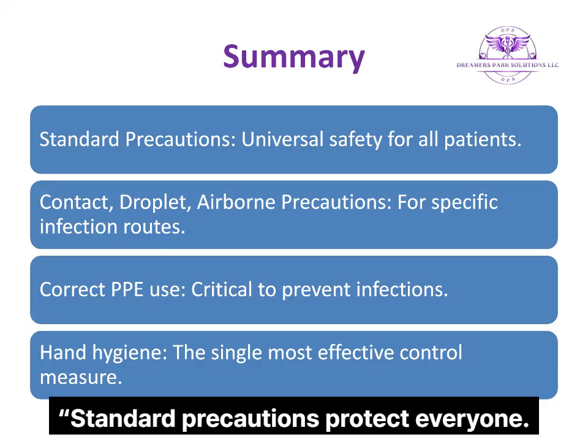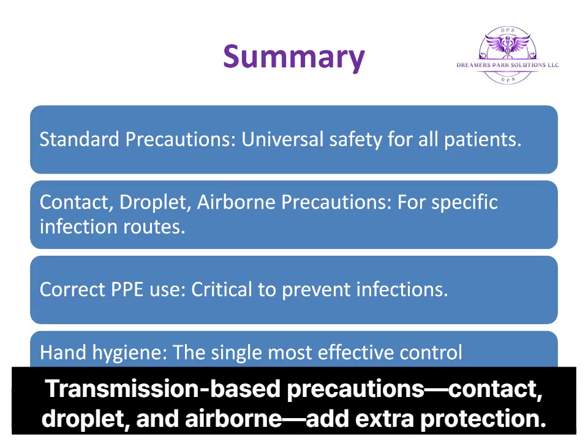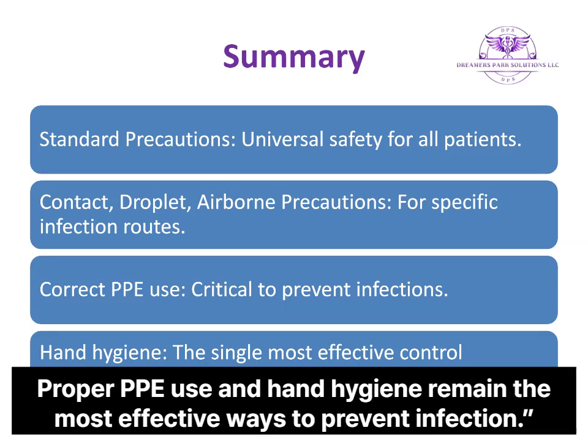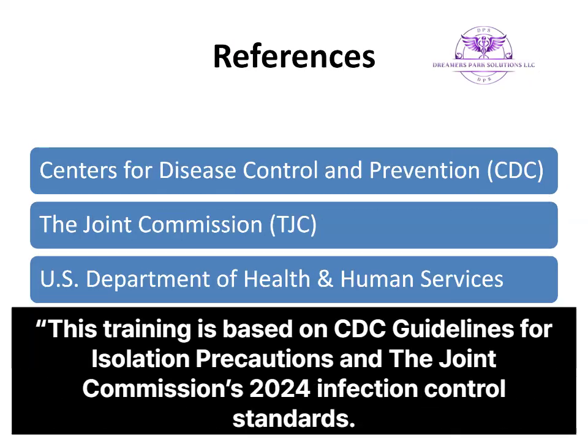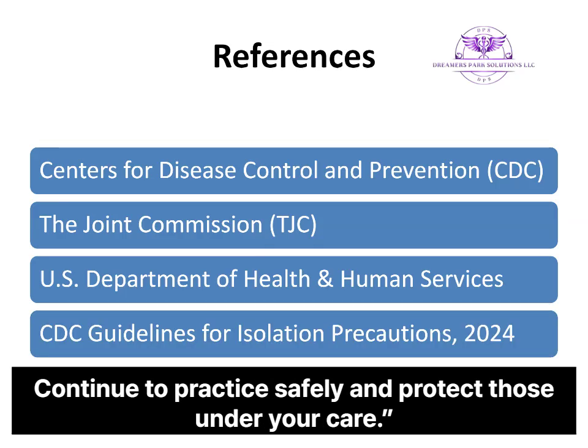Standard precautions protect everyone. Transmission-based precautions, contact, droplet, and airborne, add extra protection. Proper PPE use and hand hygiene remain the most effective ways to prevent infection. This training is based on CDC guidelines for isolation precautions and the Joint Commission's 2024 infection control standards. Continue to practice safely and protect those under your care.